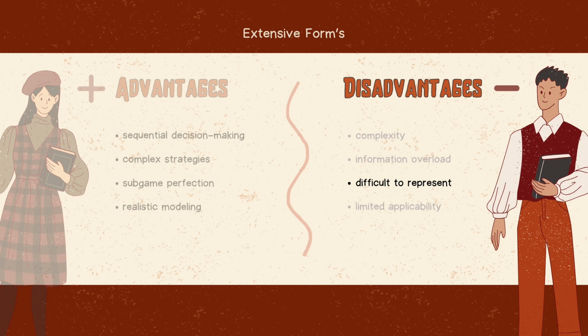Difficult to represent. Representing extensive form games visually can be challenging, especially for games with a large number of decision points and possible actions. This can make it harder for players to understand the game and make strategic decisions. Limited applicability. Extensive form games may not be suitable for all types of strategic interactions, especially those that do not involve sequential decision-making. This limits their applicability in certain contexts.